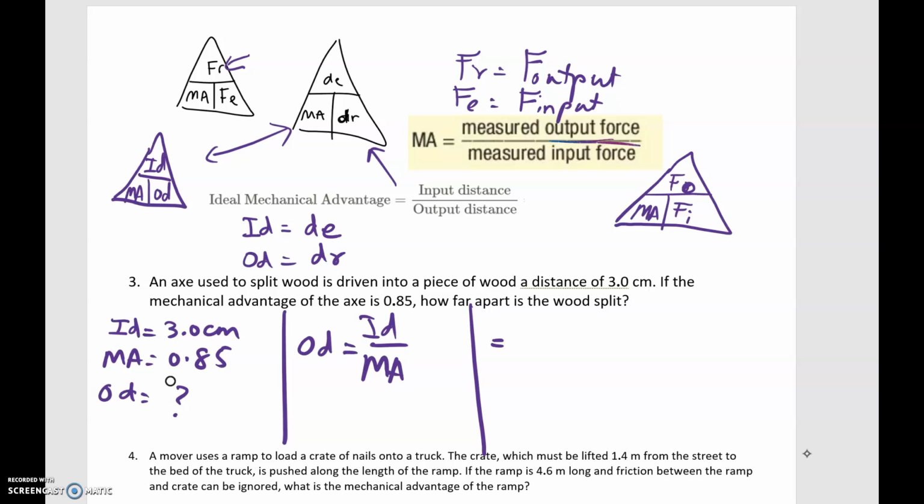So that is going to be 3.0 centimeter over 0.85. Put that in your calculator. Let's see. I should have had my calculator handy. We can do that now. What's the big deal? Here we go. So 3 divided by 0.85 gives us 3.529. I'm going to round it up to 3.53 centimeter, and that's your output distance.